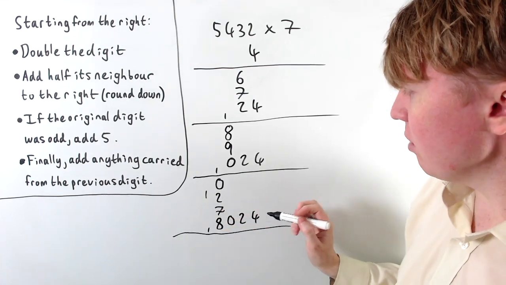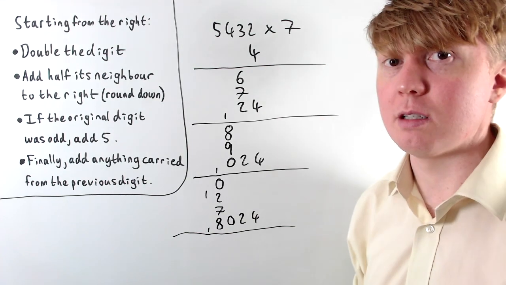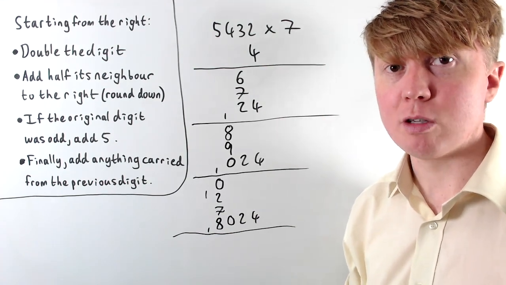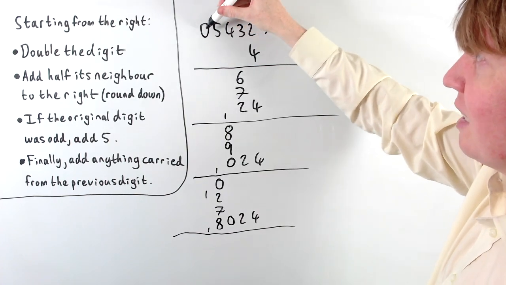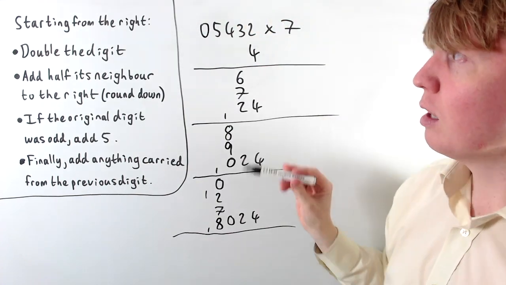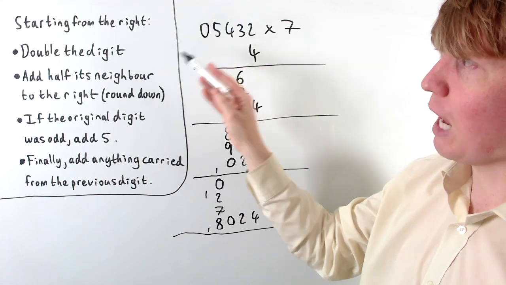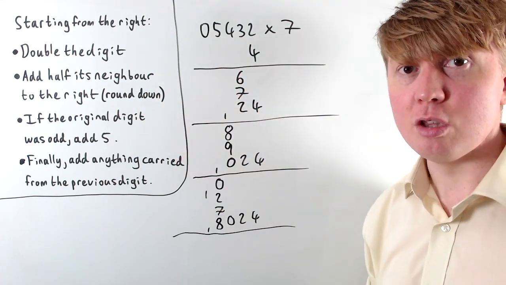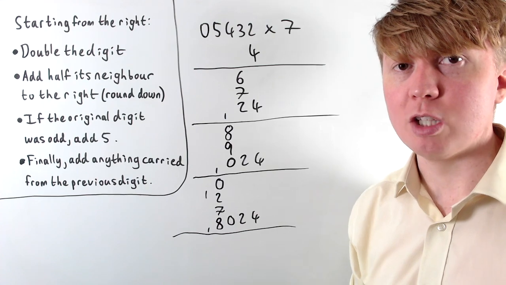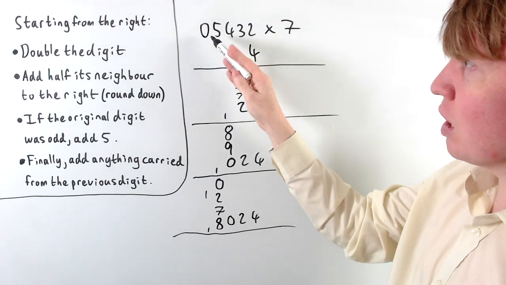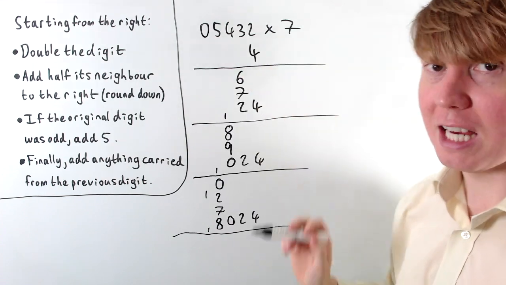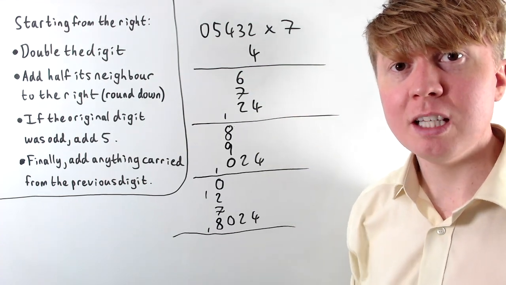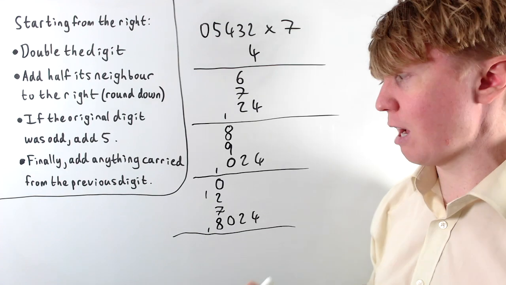But of course 8024 isn't the final answer to this. And what's missing here is when we're working with this method, we effectively need to think of the leading digit being a 0 here, so that then we can still do this step of adding half of the neighbour to the right, so that this algorithm will then terminate. So thinking of this 0, we double this, we've just got 0, but then when we add half of the neighbour to the right, half of 5 is 2.5, which rounds down to 2.